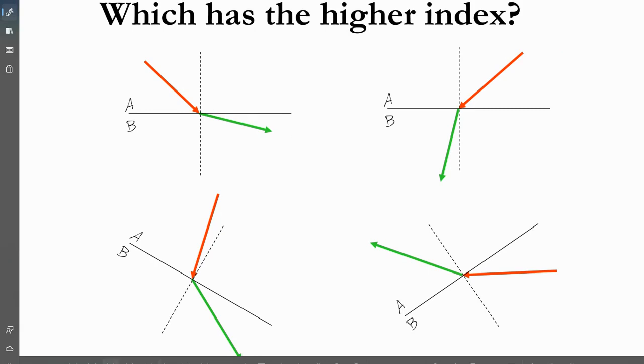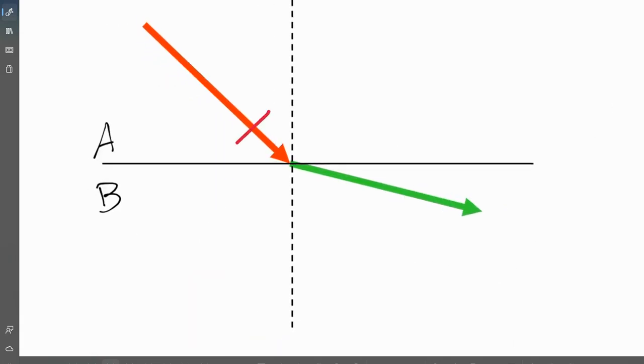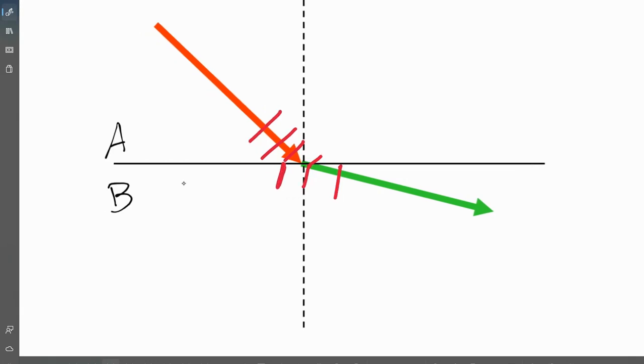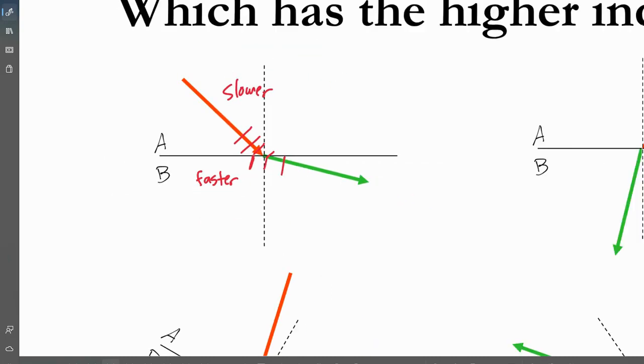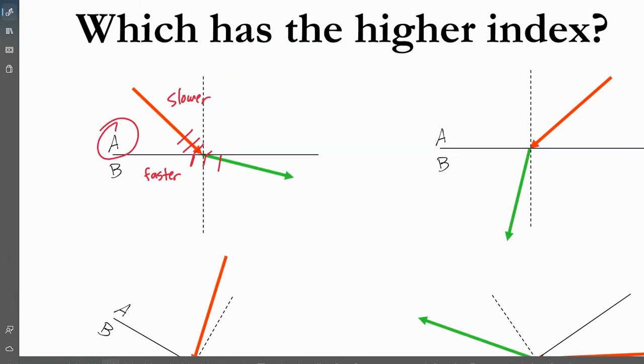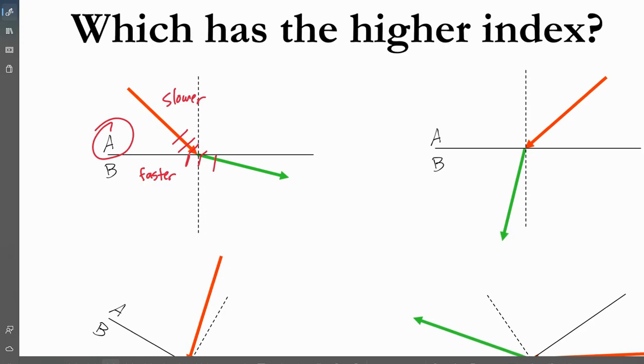Okay, so hopefully you paused the video. Which one has the higher index of refraction? Well, higher index of refraction basically is where you're going slower. I'm looking at this one right here. As we turn this corner, these wave fronts have to speed up. The right side of the wave has to speed up. So this is faster, this one is faster down below. We have slower up above. And the higher index of refraction happens where the wave is slower. So that first one is A.